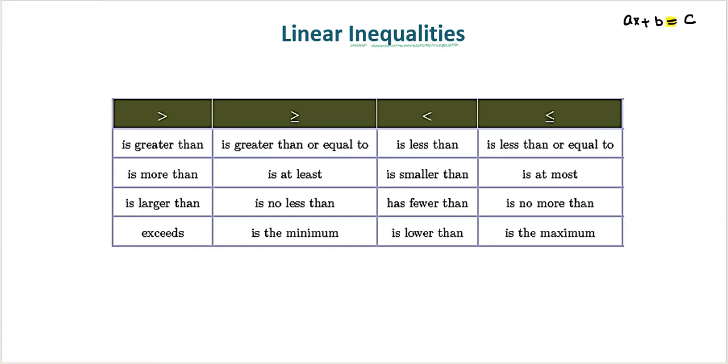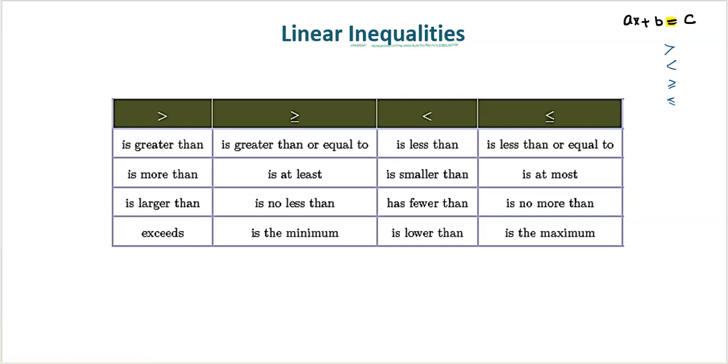So we know that if any two quantities are not equal, then what is possible? It's either greater than, less than, greater than or equal to, or less than or equal to. These are the notations that we have. The first notation is greater than. It is known as greater than, more than, is larger than, exceeds. These are the words; if you see them in any question, it means this is the notation.